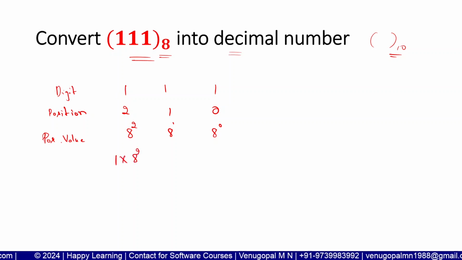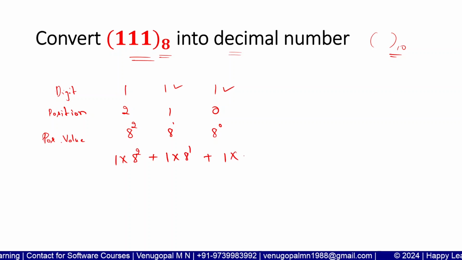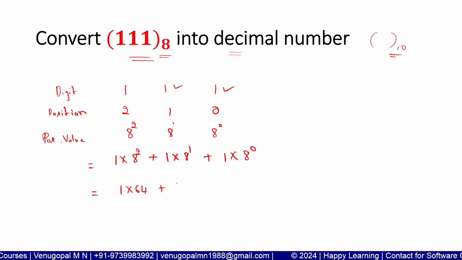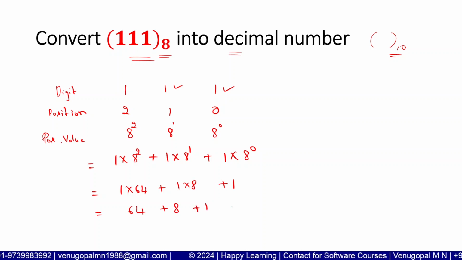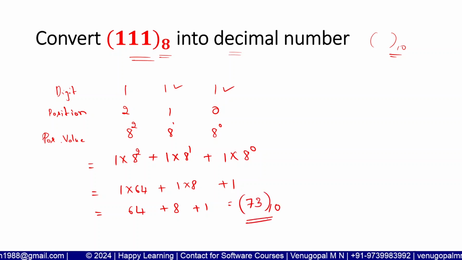1 into 8 square plus 1 into 8 to the power of 1 plus 1 into 8 to the power of 0. Okay, which is 1 into 64, since 8 square is 64, plus 1 into 8 plus 1. 64 plus 8 is 72, plus 1, 73. 73 in base 10 is the equivalent value of 111 in base 8. Clear, guys? Hopefully you are clear with this example.